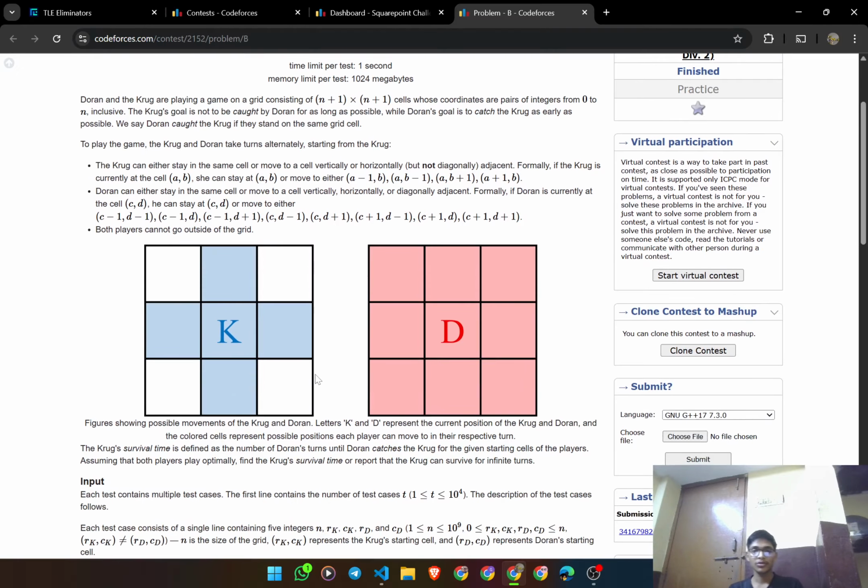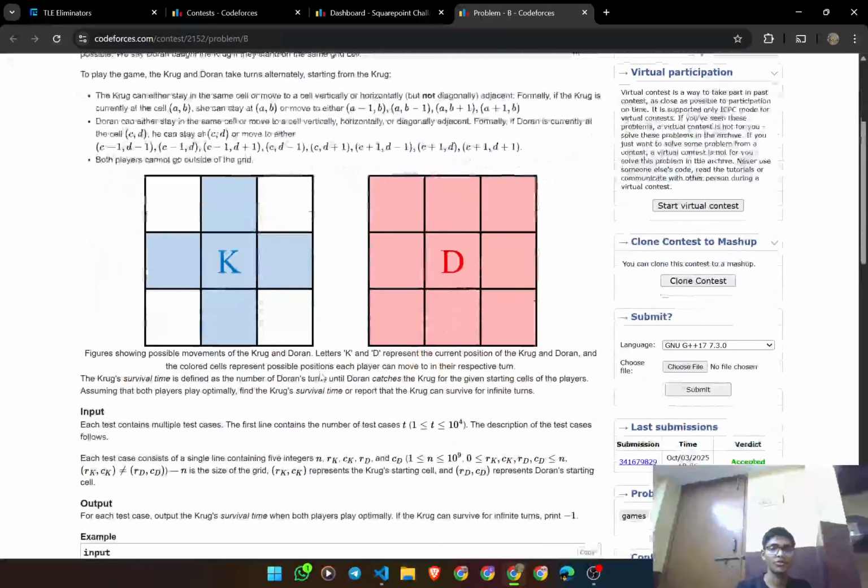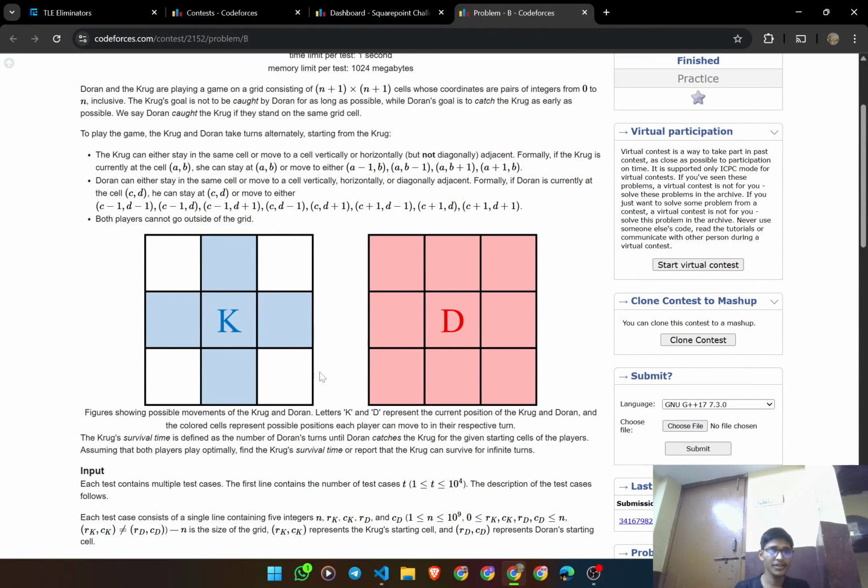Let's see what the question is saying. Here is a Krug and Doran. You can rename them: this is the police, and this is the thief. The police can go in all the 8 directions, just like the queen.